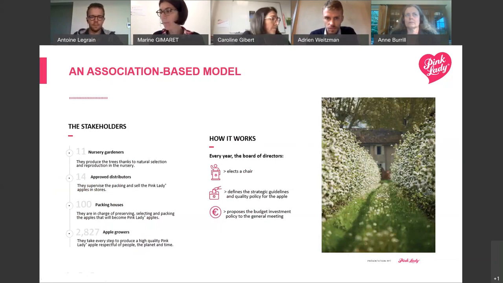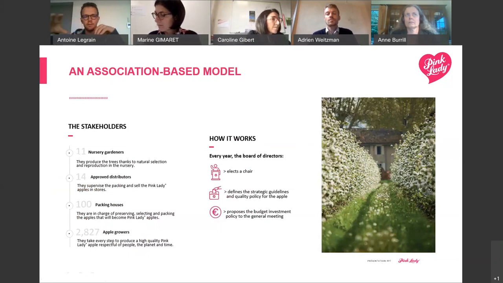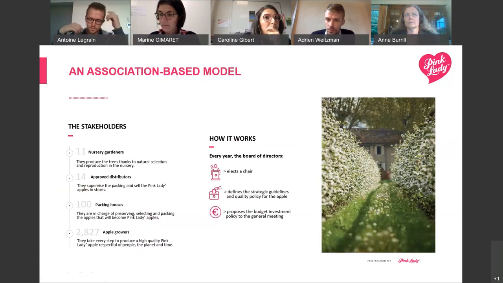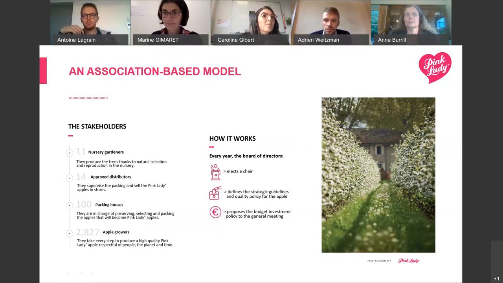It's an association with different kinds of members. You have four kinds of members. First, the nurseries that produce trees. Then nearly 3,000 growers in Europe to produce apples. Then nearly 100 pack-out stations to pack and send the apples, and the 14 approved distributors that are selling the apples to every kind of retailer in Europe, or overseas in other countries.